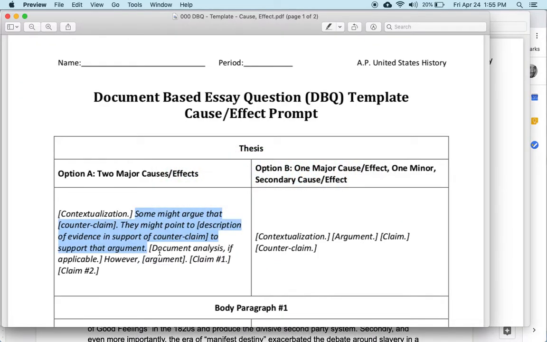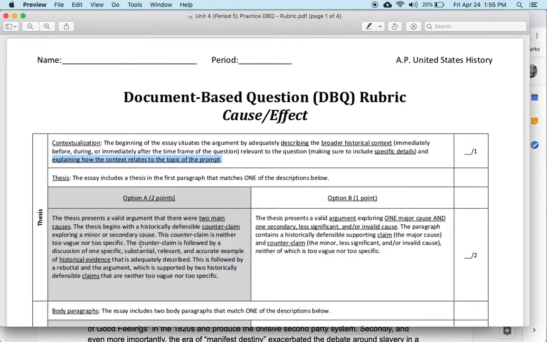So as a result of that, I have looked at my counterclaim and described some evidence that might support a counterclaim. And so I have therefore earned the points for providing a historically defensible counterclaim, something that is true or could be defended with evidence. It wasn't too vague or too specific.